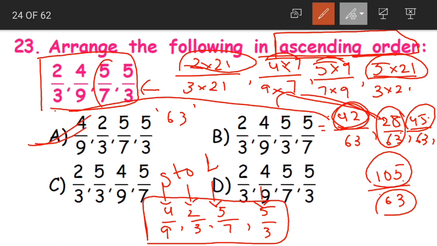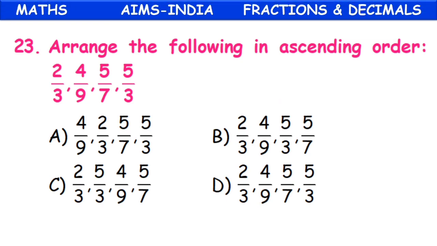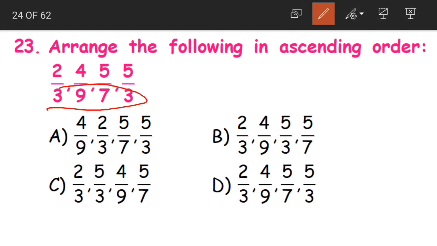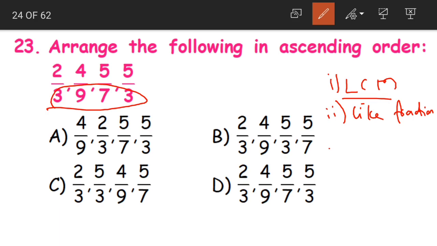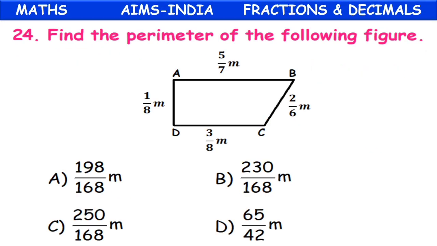Option A. Understood, children? Whenever such a question is asked, first find out the LCM for the given denominators. That will be our first step. Second step is to convert them into like fractions with the LCM as the denominator. And third step would be to compare the numerators. Yes, the smallest numerator becomes the smallest fraction, and the fraction with the greatest numerator becomes our greatest fraction. Here option A is our correct answer.